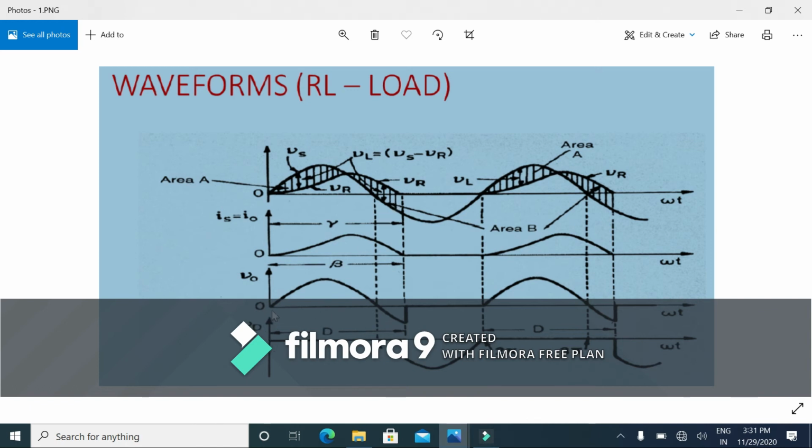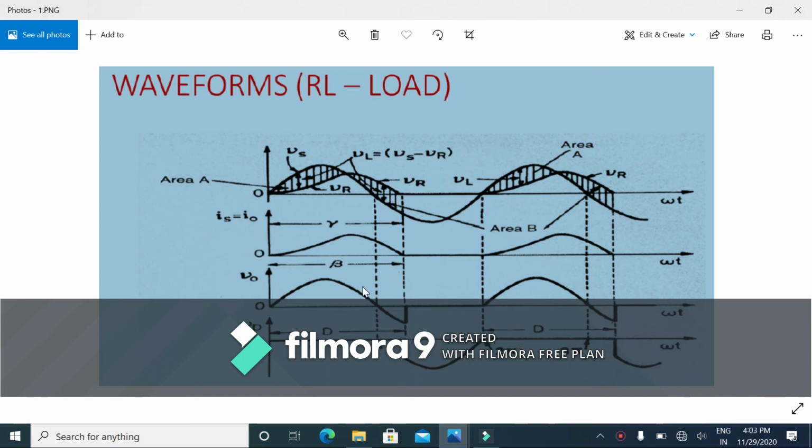Since this diode is conducting from 0 to pi, the voltage drop across this diode is 0. Once the current ceases, that means the diode is reverse biased, and the voltage drop across this diode will be exactly the same reverse voltage. That's why I am showing it from this interval to this. For the next cycle, that will be the same.